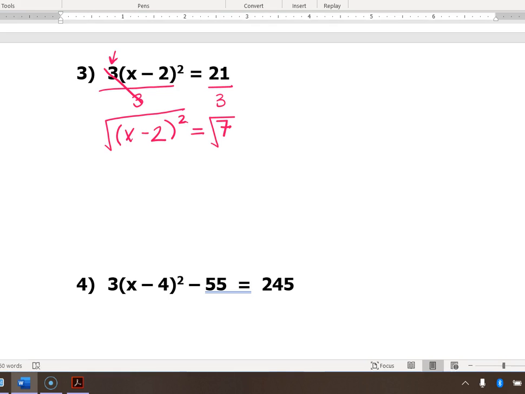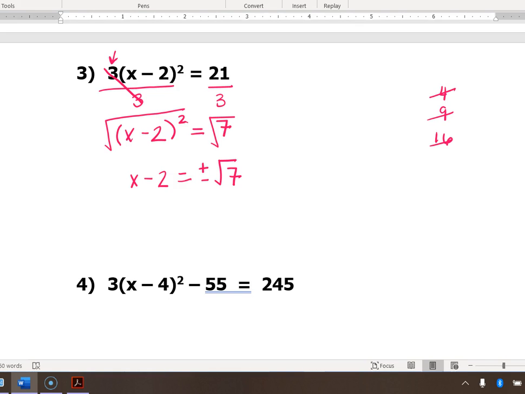Once I do that, I don't just have x by itself. I have that expression of x minus 2 being by itself. Now, the number 7 is prime, so if I try to think about any numbers that are perfect squares that I can divide 7 by, there's not going to be anything that works. So we'll just keep this as a plus or minus square root of 7. Okay, that's as far down as I can break it.